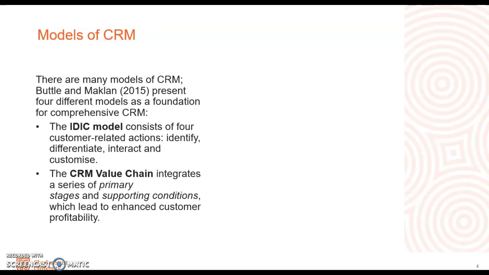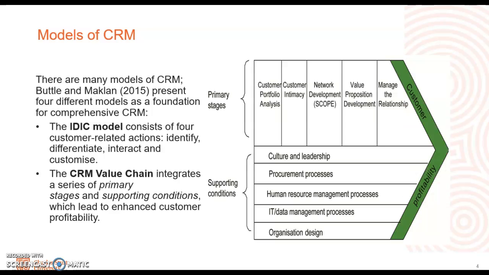And then we have the CRM value chain, which integrates a series of primary stages with underlying conditions, which lead to supporting conditions that enhance customer profitability. So the primary stages go through there. We have to analyse our customers. These are the relationship stages as well: the customer intimacy, the development of the network. We have to provide a value proposition, and then we have to continue managing that relationship.